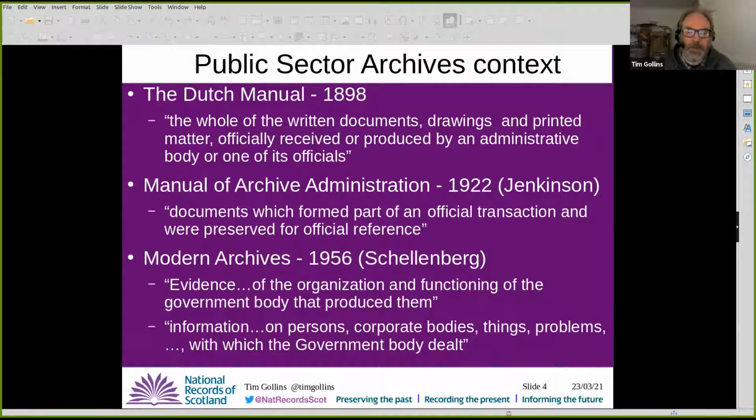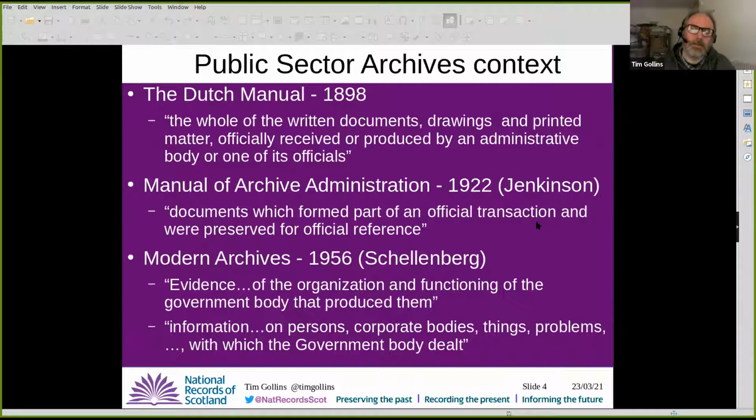And then we have the American archivist Schellenberg talking about values of information in archives: the evidential value, evidence of the organization and functioning of the government body that produced them, and then informational value, information about persons, corporate bodies, things, problems, with which the government body dealt. And each of these three things are slightly different takes on what should be or what has been in a public sector archive.